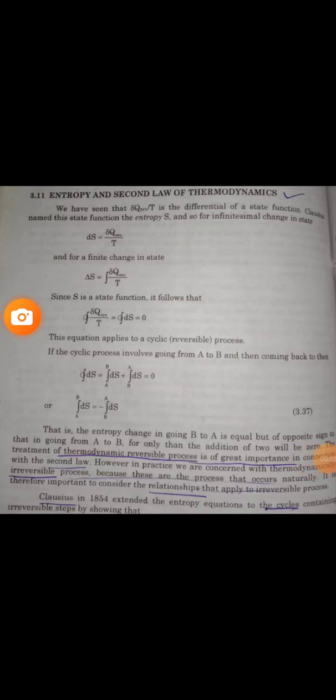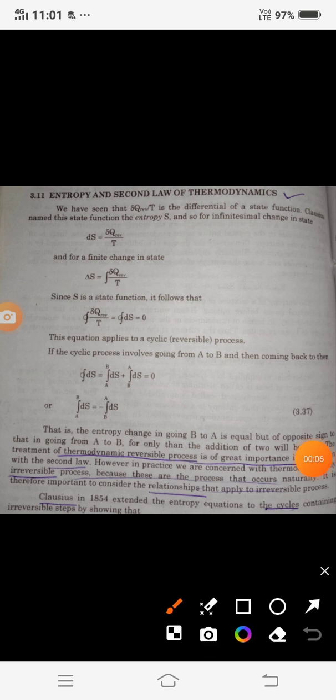Today our topic is entropy and the second law of thermodynamics. The formula of entropy is equal to the heat change, reversible, divided by temperature, when the reaction is taking place in a reversible way.